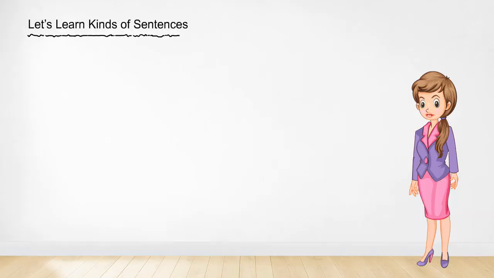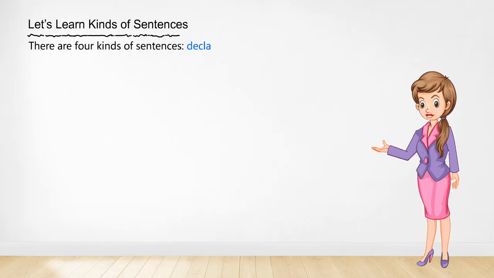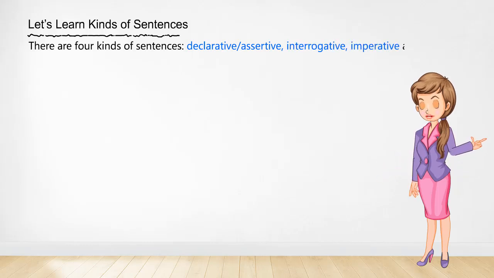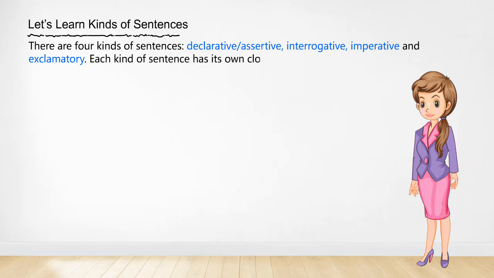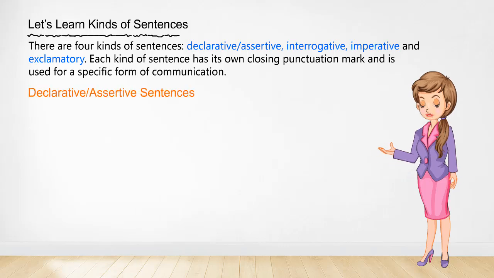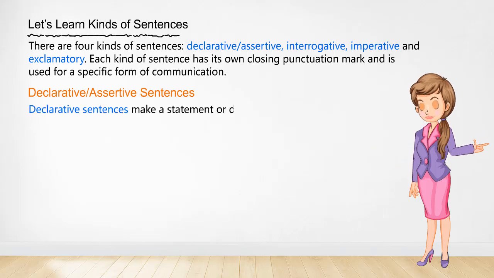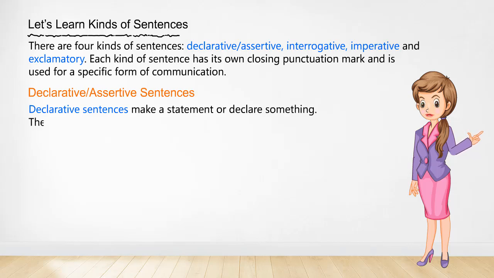Let's learn kinds of sentences. There are 4 kinds of sentences: declarative, assertive, interrogative, imperative, and exclamatory. Each kind of sentence has its own choosing punctuation mark and is used for a specific form of communication. Declarative, assertive sentences. Declarative sentences make a statement or declare something. These always end with a full stop.